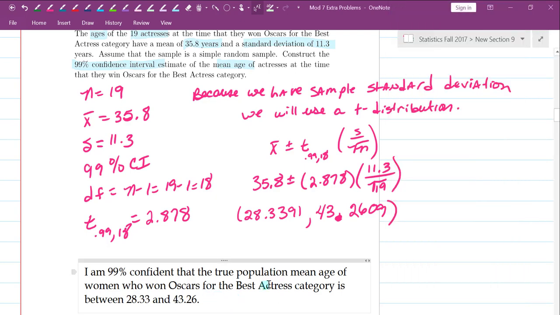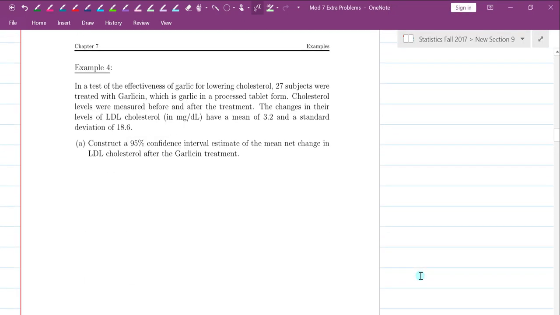Let's look at our next problem here. It says a test of the effectiveness of garlic for lowering cholesterol. 27 subjects were treated with Garlicin, which is garlic in a processed tablet form. Cholesterol levels were measured before and after the treatment. The changes in their LDL cholesterols have a mean of 3.2 and a standard deviation of 18.6. Construct a 95% confidence interval for the mean net change in the LDL cholesterol after the treatment.